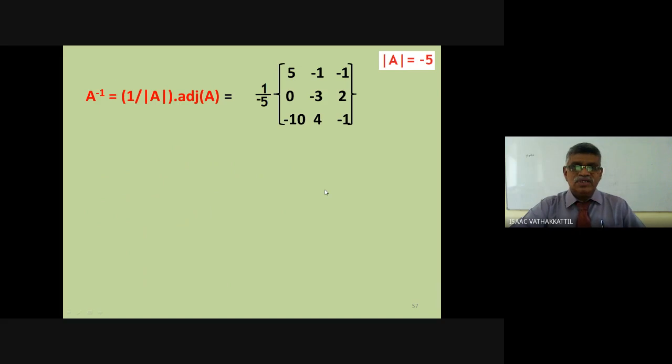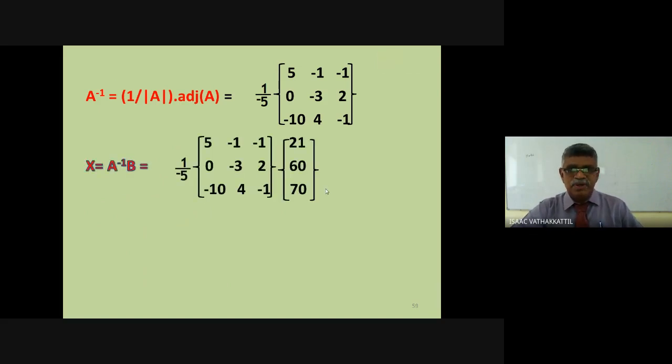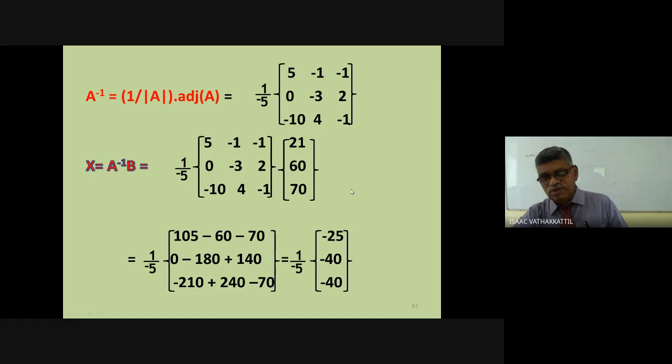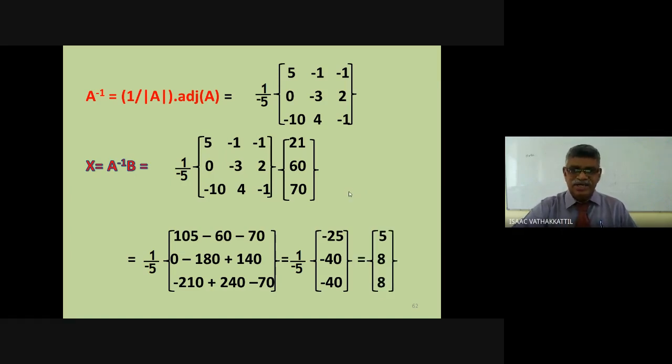So we got A inverse. Now what is X? X equals A inverse B. B we had earlier: 21, 60, 70. Multiply: that is minus 1 by 5 into 5 into 21, minus 1 into 60, minus 1 into 70. That is calculated to be equal to minus 1 by 5 into minus 25, minus 40, minus 1. Taking minus 1 by 5 inside, it becomes 5, 8, and 8.